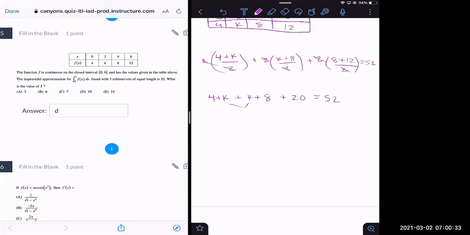So let's see. I get 2K. That's 8 and 4 is 12, plus 32 equals 52, minus the 32. And then divide. So I get K equals 10. So it was just setting it up and then algebraically solving for it.